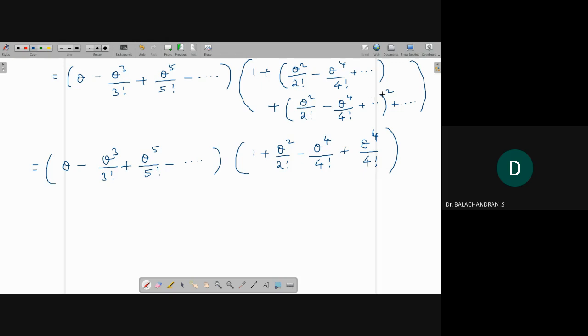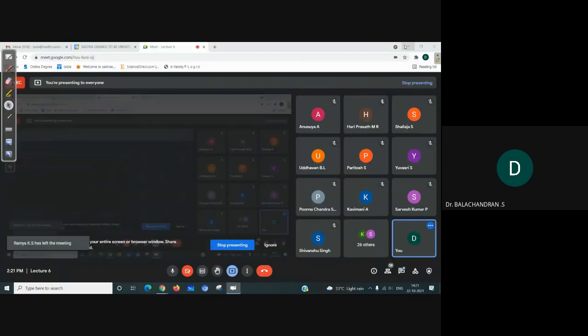If you square the first term, what do I get? The denominator is wrong. The denominator should be theta power 4 by 2 factorial, which is 2. 2 square is 4, not 4 factorial. So whether you got it or whether you have any doubts up to this step? No, sir.